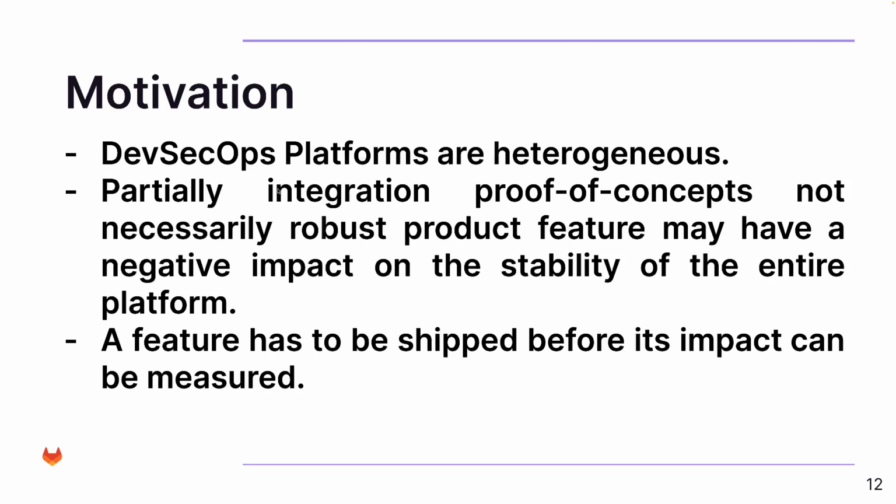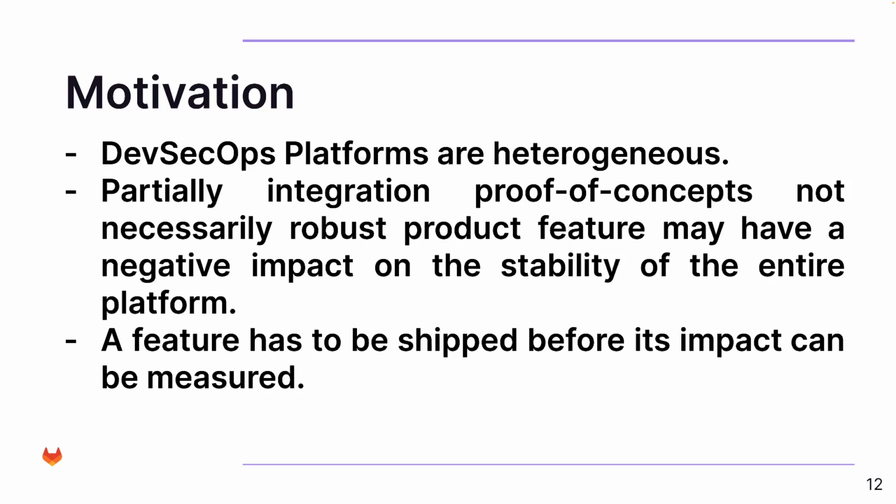So if you now have a proof of concept idea, you implemented the tool and you would like to integrate it into the DevSecOps platform, then if this POC is not robust or contains bugs, it can have negative chain effects. It can impact the whole platform in the worst case. A feature, before its impact can be measured, has to be shipped, basically. So we have a chicken-or-egg problem. In an agile context, we want to iterate quickly.